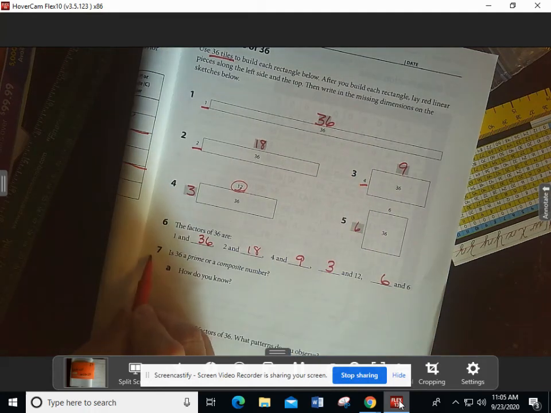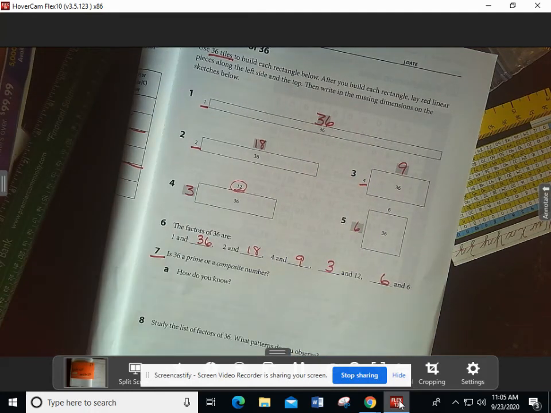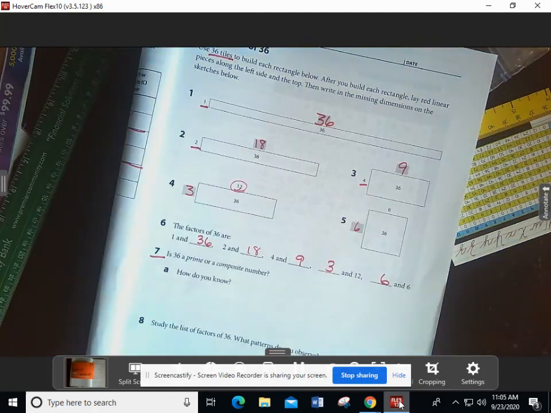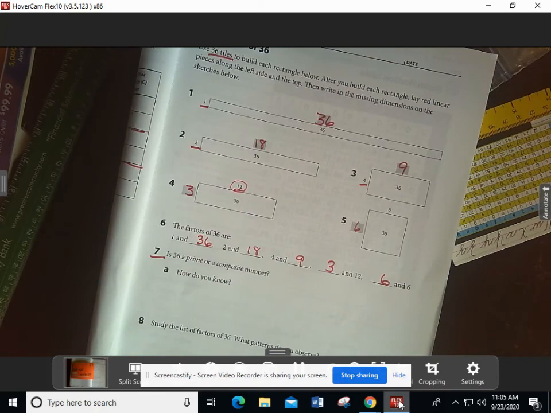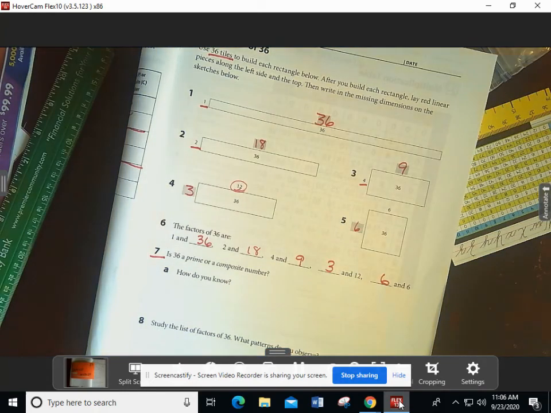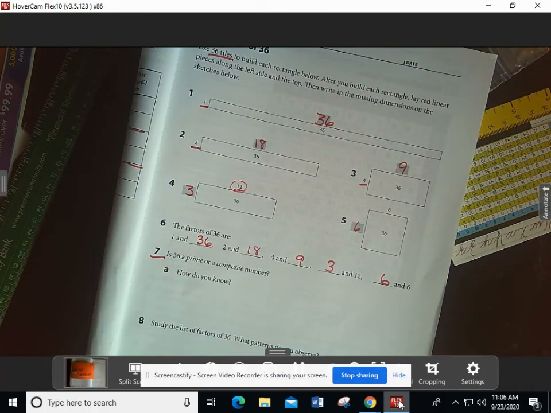Okay, so we're going to answer this question. Number 7, is 36 a prime or a composite number? How do you know? Okay, first of all, let's see. Who's brave enough to decide if it's prime or composite? These are new words. Prime or composite? David's going to take a chance. Composite. It's composite. He said composite.